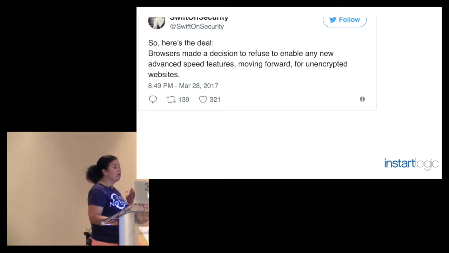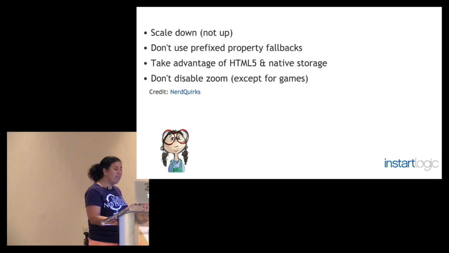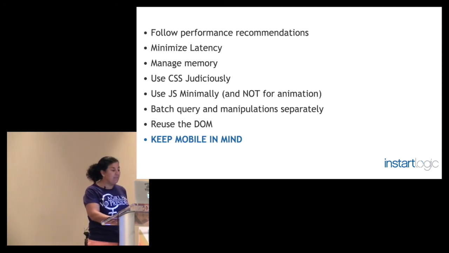So in conclusion, always build with accessibility in mind. Build with mobile in mind. Test in real environments with lots of apps open, because that's the way your users are using it. Scale down, or preferably don't scale it up. Don't disable zoom. Take advantage of native features in the browser. Don't use prefix properties as fallbacks, because those only target older browsers that couldn't support that anyway. And follow everything that I just said today.